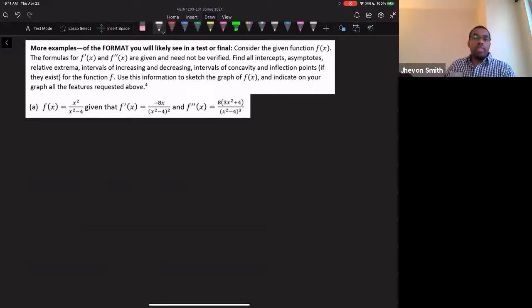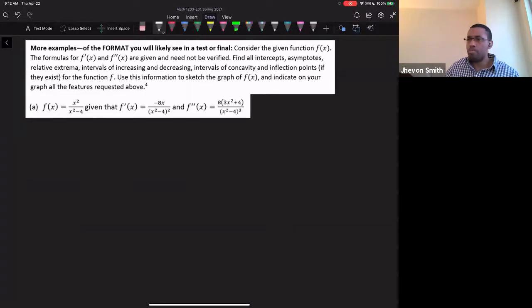So with these, notice that I gave you the first derivative and the second derivative, even though technically you should be able to find it on your own. I don't want you to have to worry about going through the quotient rule and then making a mistake, and then everyone gets a different derivative, and then they're graphing different things. It'll be a nightmare.